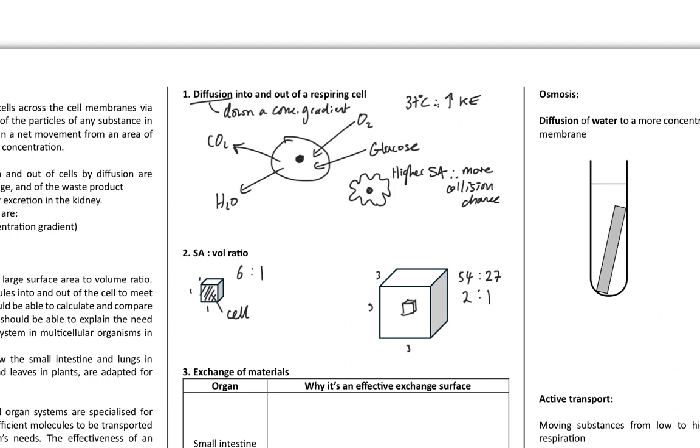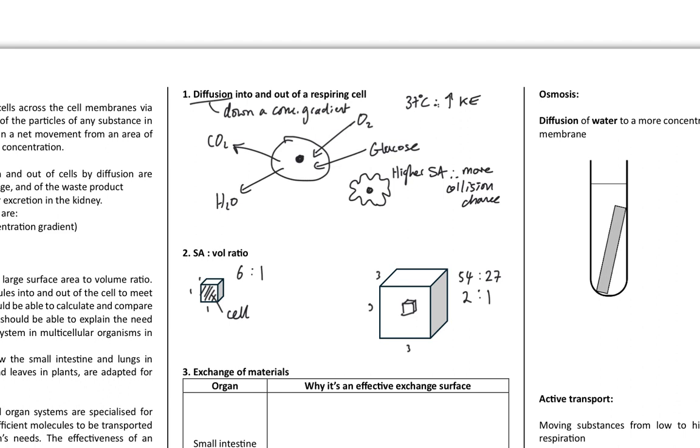I can arrange these. If there's 27 cells that make up this shape over here, if I arrange them like a worm would be, just in a line, then I'm going to increase the surface area compared to this shape. The worst shape to be for a high surface area to volume ratio is a sphere. So a large spherical organism, like a seal, they're very rounded.